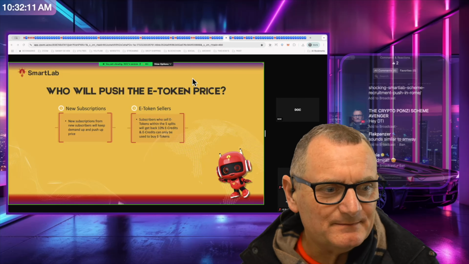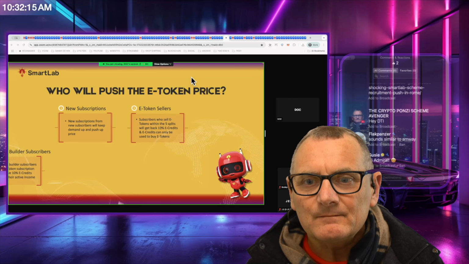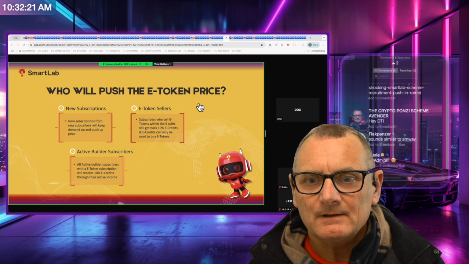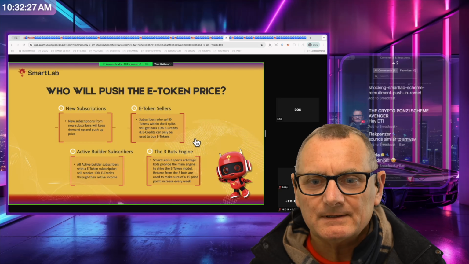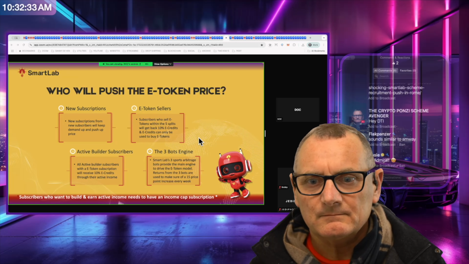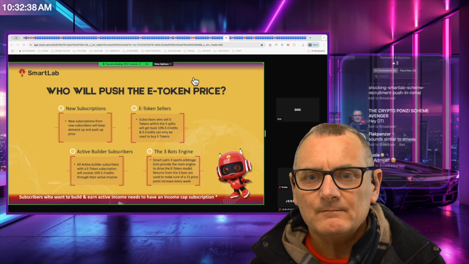You get your e-credits on Sunday afternoon, you turn around and convert them into e-tokens. That helps push the price points up. Active Builder subscribers with e-token subscriptions receive 10% e-credits through their active income. And finally, SmartLab's 3 sports arbitrage bots provide a main engine to drive the e-token model. Returns from the 3 bots are used to make sure of a 15 price point increase every single week.